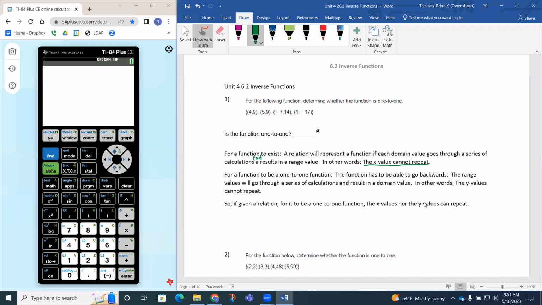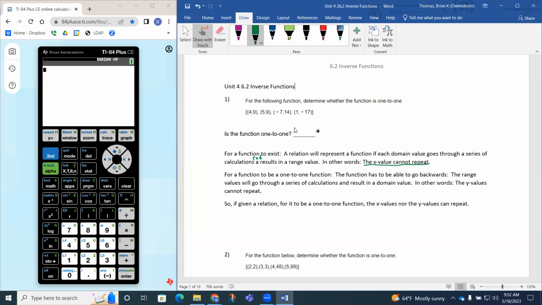So if I look at this function up here, notice how 4 went in, 9 came out, 5 went in, 9 came out, -7 went in, 14 came out, 1 went in, -17 came out. So notice that the x values kicked out one y value. But if you look at it from the other's perspective, 9 went in, kicked out a 4, 9 went in, kicked out a 5. A range value can't be assigned to two different x values, so that's going to crash as a one-to-one function.